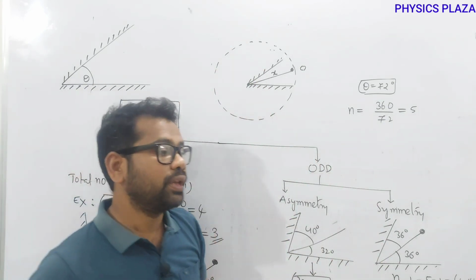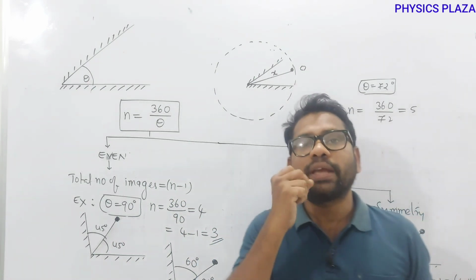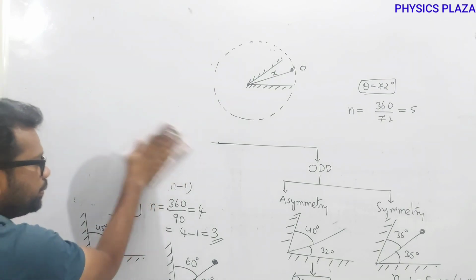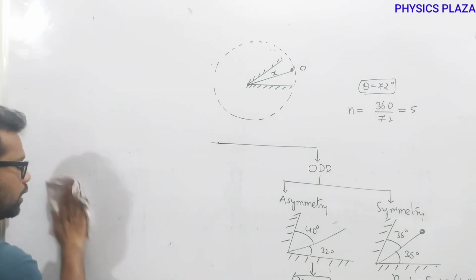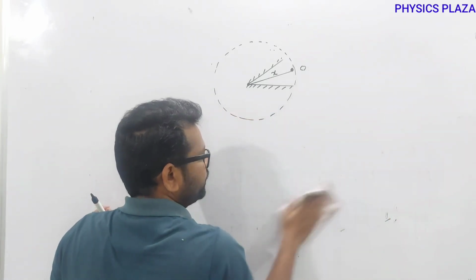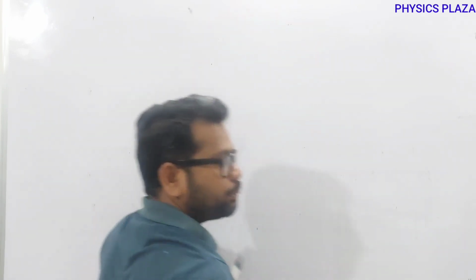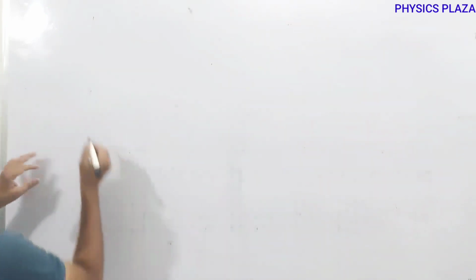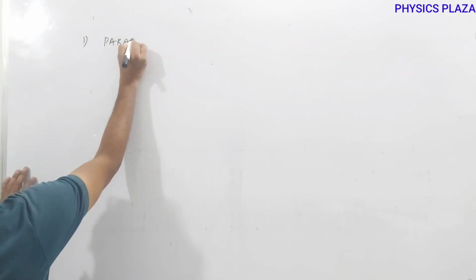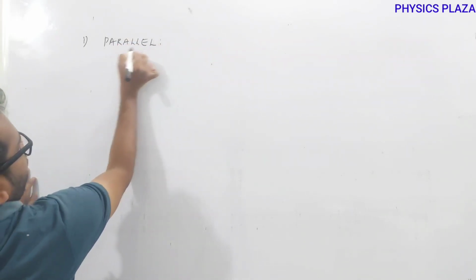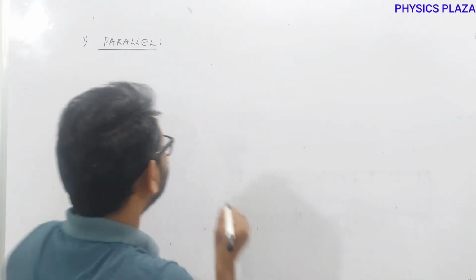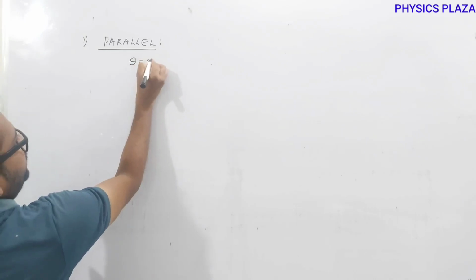Is that clear? Fine. And children, from an examination point of view, two cases are very important. In examination, they will ask us to find the number of images formed when the two plane mirrors are placed parallel to each other. Very much important. The first one is two plane mirrors placed parallel to each other. Parallel to each other means what will be the angle between the two plane mirrors, children? This will be theta is equal to 0 degrees.